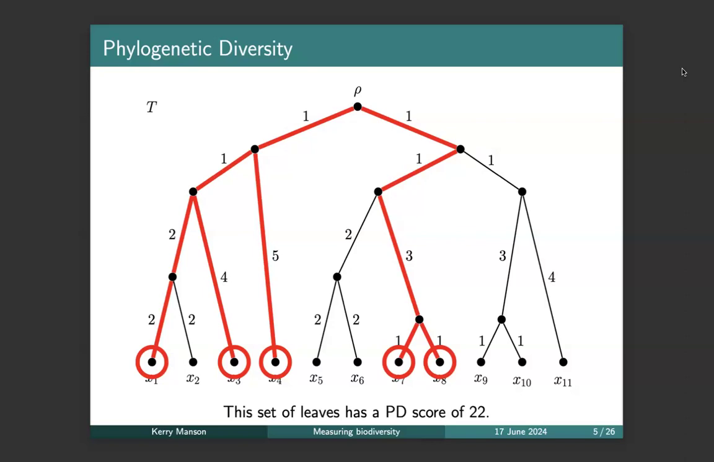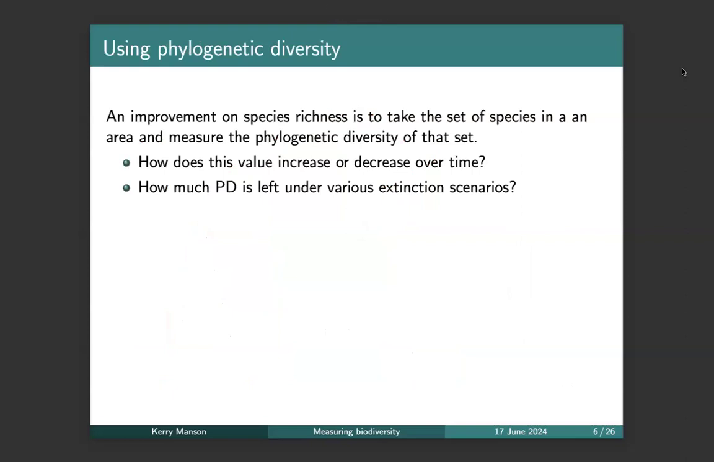And that's reasonably quick to do. And we can get an idea of the phylogenetic diversity score. And we can see it depends on how species are related. Because these two species share most of the path back to the root, whereas this species has kind of got a bit more of a unique history going on here. So phylogenetic diversity is definitely an improvement on species richness.